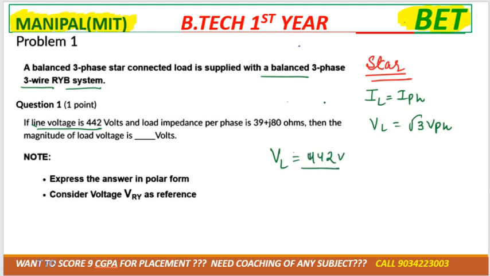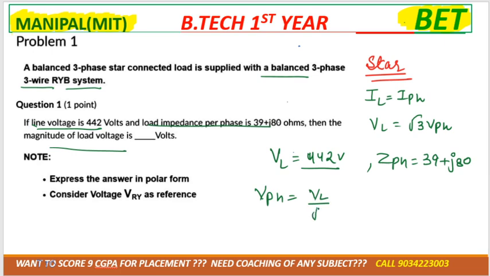442 volt, right? The load impedance per phase, ZPH, is how much? 39 plus j80. Then the magnitude of the load voltage, VPH, we need to calculate. That would be VL by √3, 442 divided by √3. So this is the magnitude of the load voltage, because across the load basically they are asking the voltage.